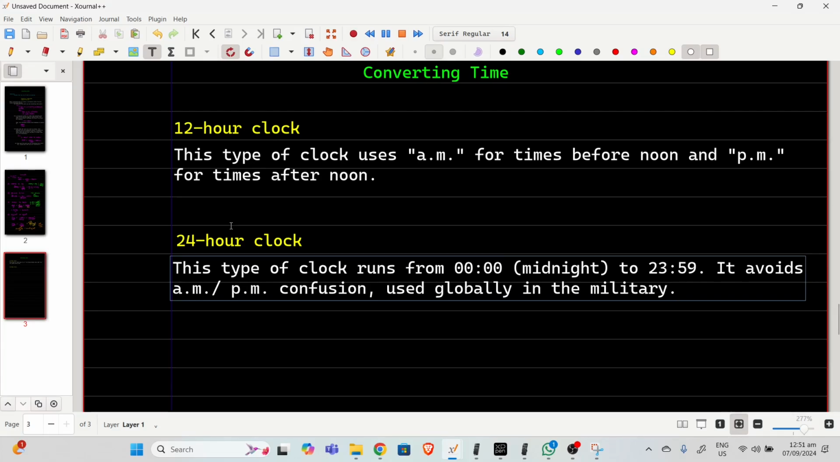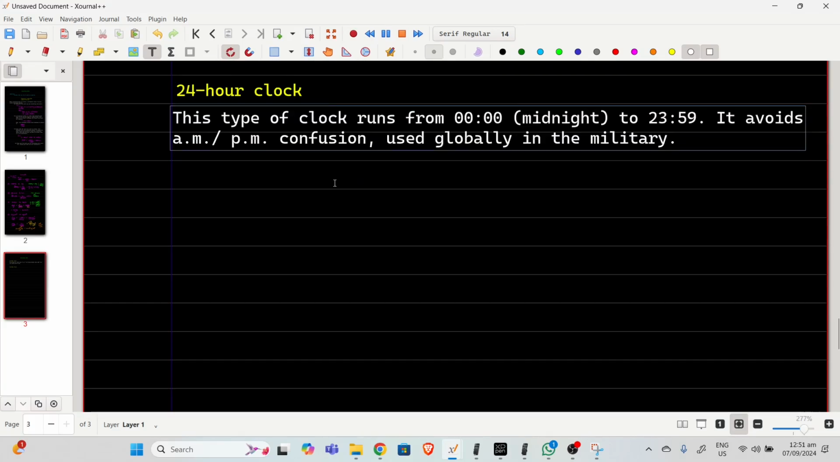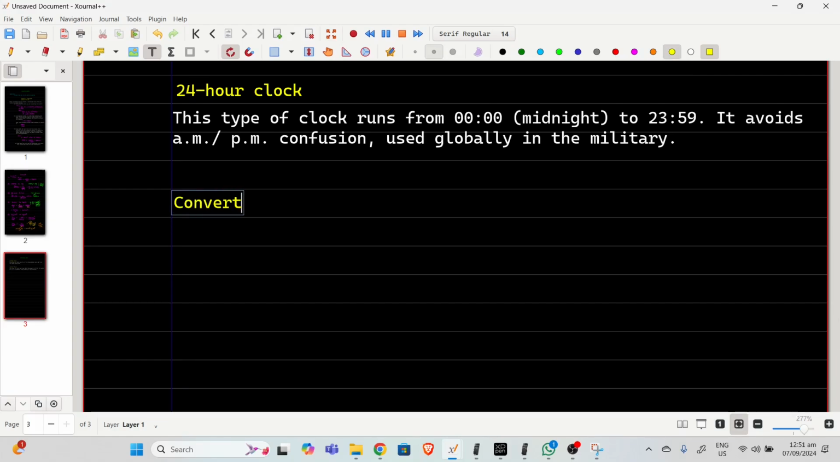Now, since you may not totally be familiar with this type of clock, you need to learn how to convert from a 12-hour clock to a 24-hour clock, and vice versa if they give you the times. So I'm just going to outline a few steps for you, and that would be it. So first thing we want to look at is converting 12-hour clock to 24-hour clock. Right, so let's see about that.